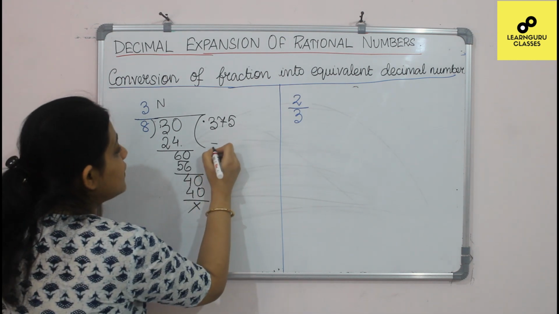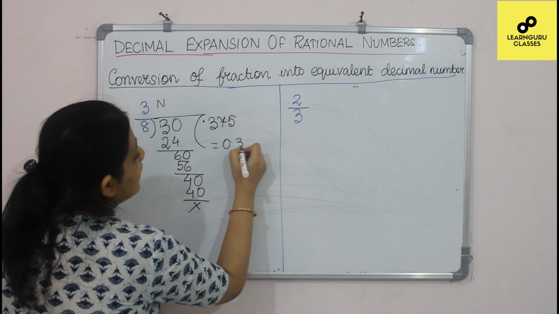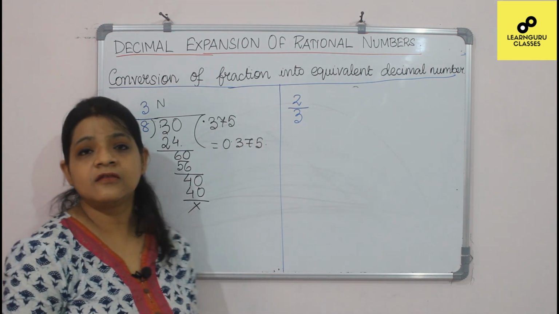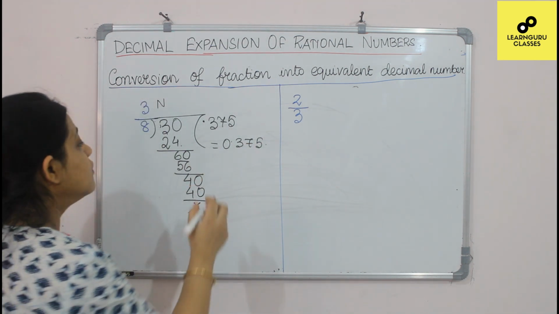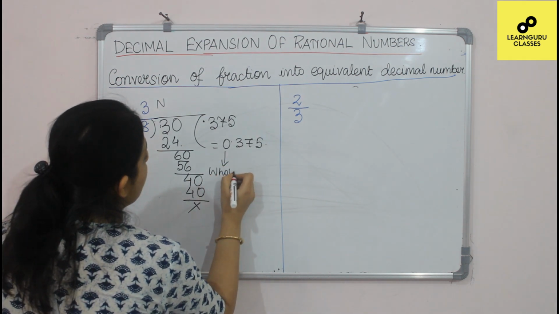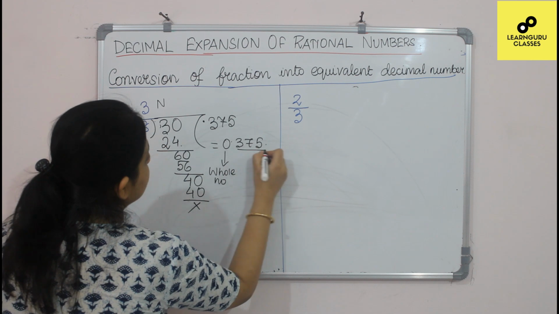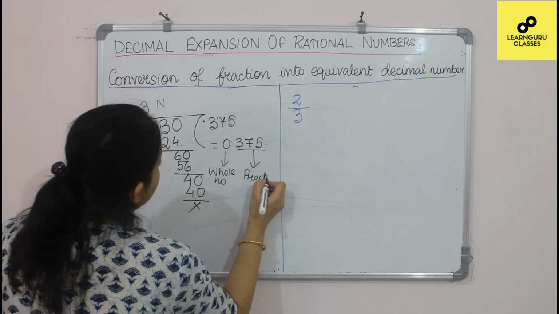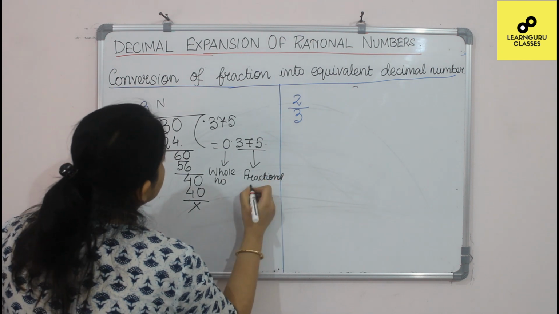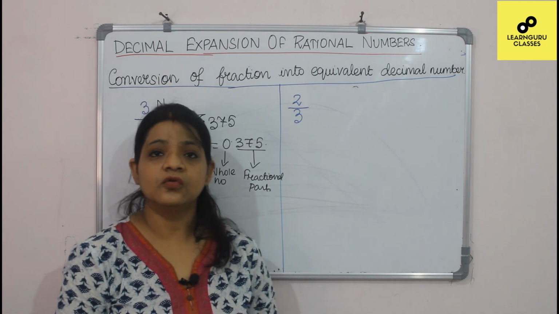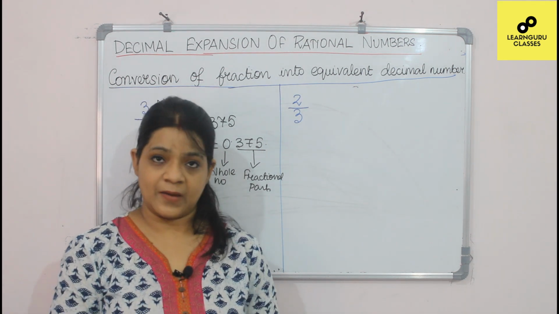So 0.375 can be written with 0 as the whole number part and 375 as the fractional part. You see how easily we can convert any fraction into its equivalent decimal expansion.